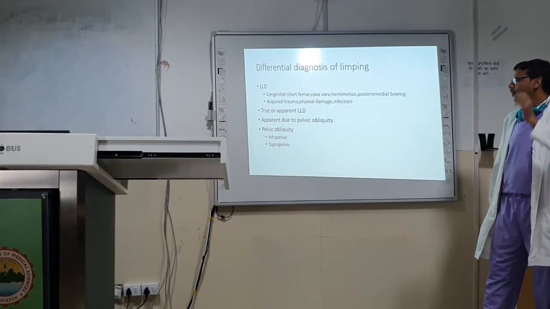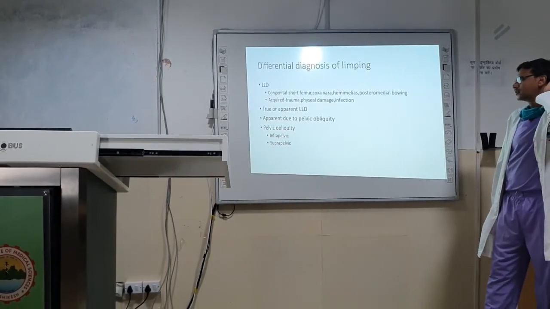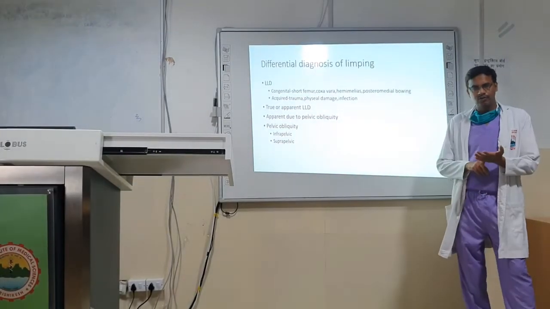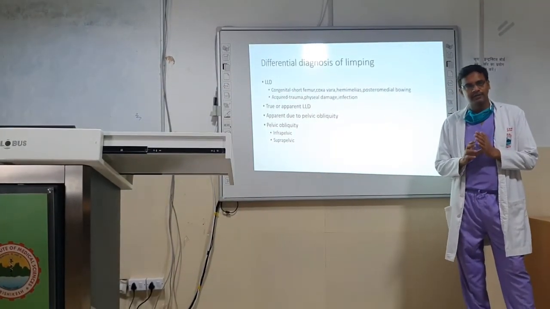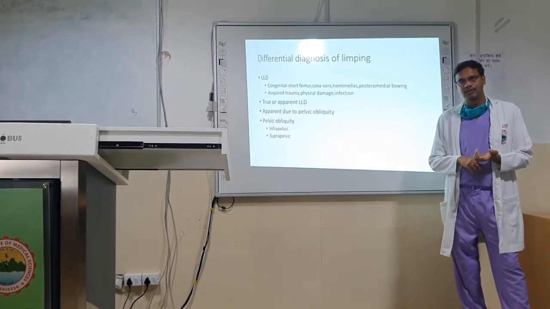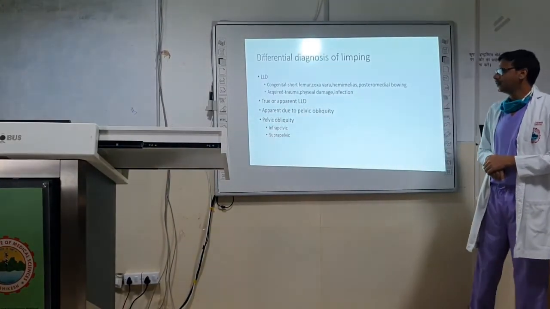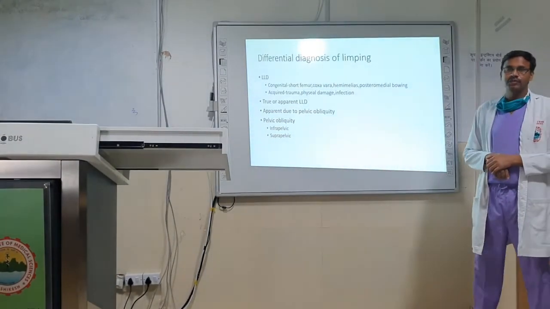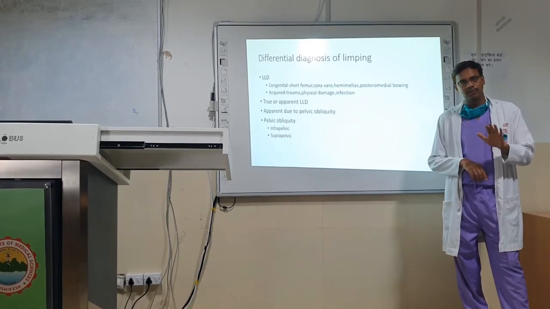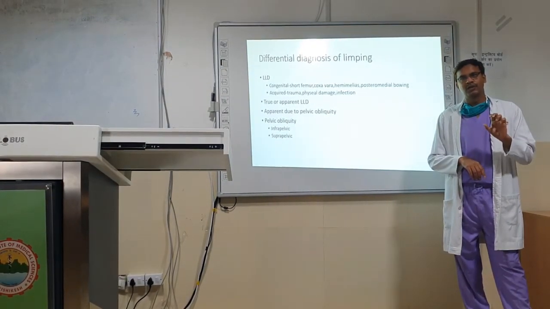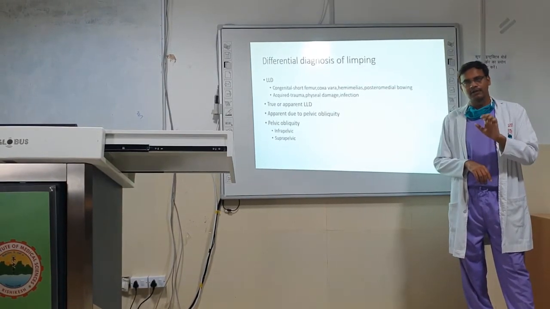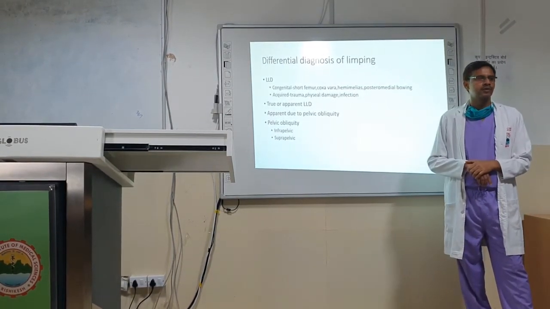Then what are the important acquired causes? First is trauma. Trauma may lead to malunion of the fracture. It may ultimately lead to LLD. Okay. It is a cause of limping. Then trauma also causes physeal damage. So immediately the child may be normal, but as the child grows, the involved physis may be lagging behind, and there may be shortening of that particular limb.